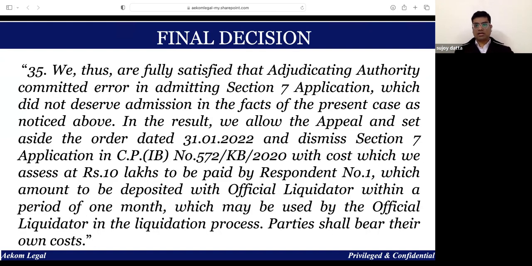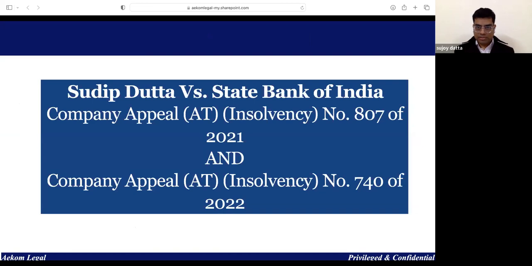And ultimately, the appeal was allowed. The order commencing the CIRP was dismissed, and costs of 10 lakh rupees were also levied, and that was to be paid to the official liquidator. So that's the conclusion of the first case that we were discussing today. Any questions on this? We'll take it up before we go on to the next two judgments.